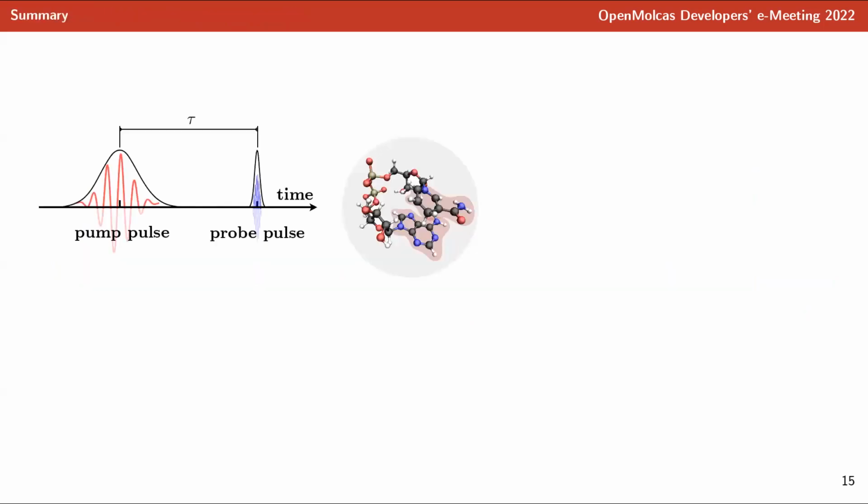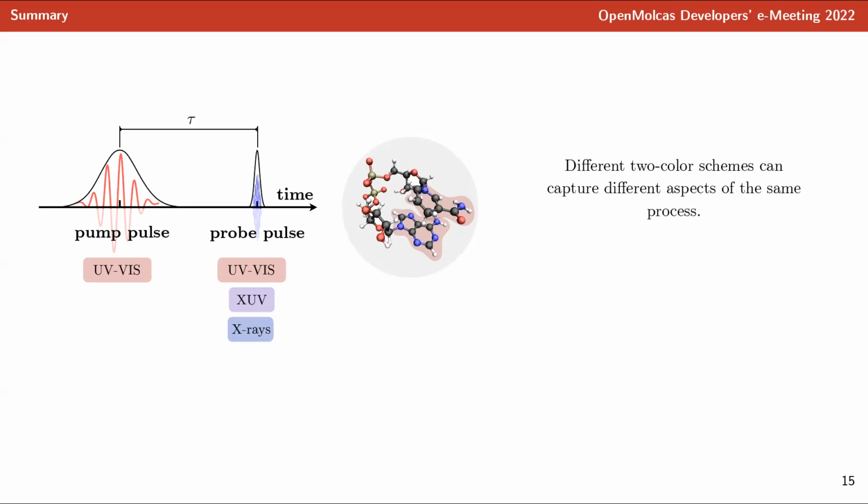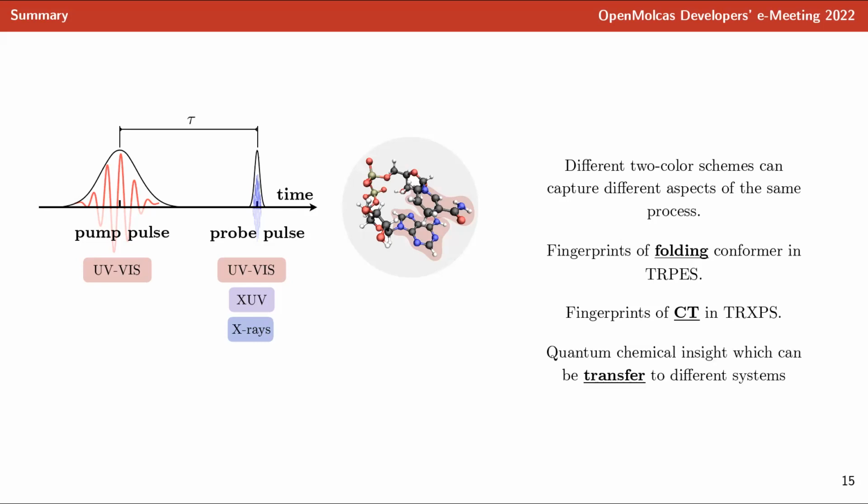So finally, what we do is to simulate different types of ultrafast spectroscopy experiments, especially in this kind of energy window. And basically, we use it to try to resolve this kind of energy transfer process. And just to summarize, we see that we can have the fingerprint of the folding conformer in the transient photoelectron spectroscopy. We can have a signature of the charge transfer state in the transient X-ray photoelectron spectroscopy. And the reasons why we have this kind of signature are general and can be transferred to other systems. So we can use this kind of experiment to probe similar systems.